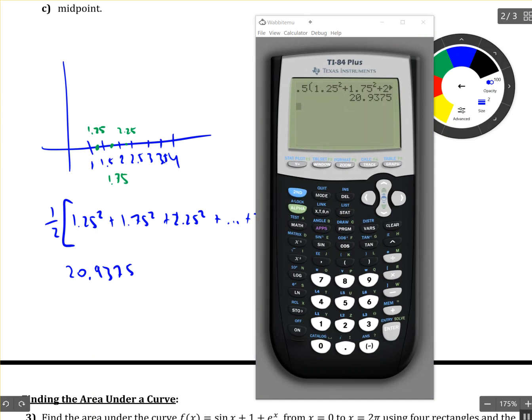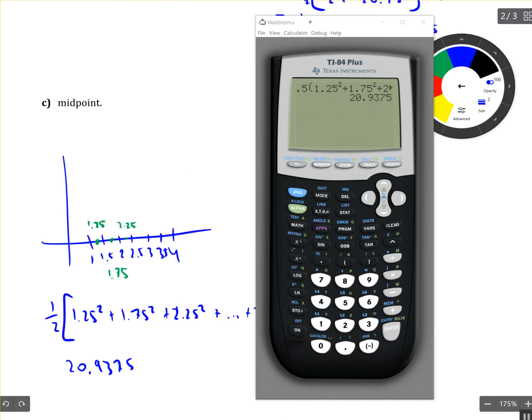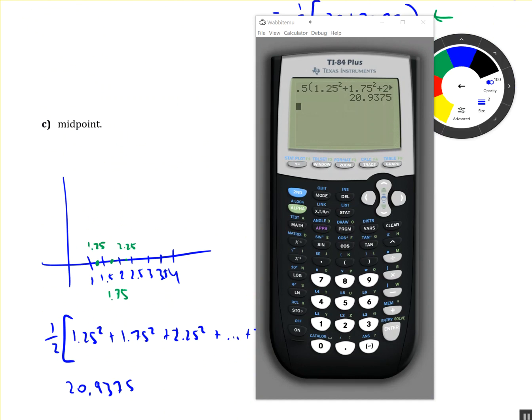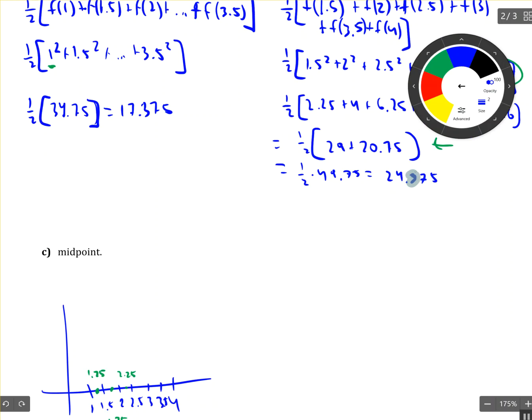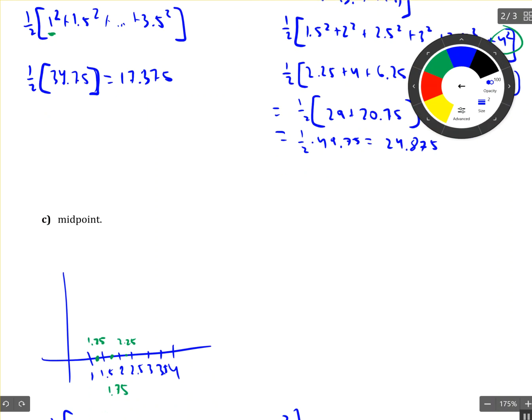Now, which of these is probably going to be the best estimate? Probably the midpoint. Let's take a look at what I'm talking about here. And before we go ahead, I just realized I made a little math mistake there. That's 24.875. What I had written would give me 48.75, not 49.75. So 24.875.